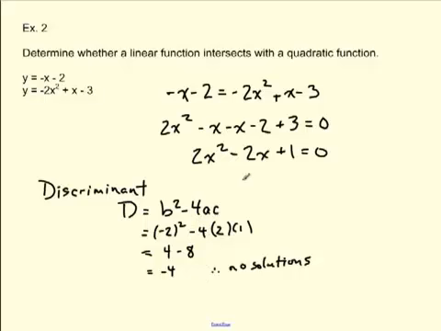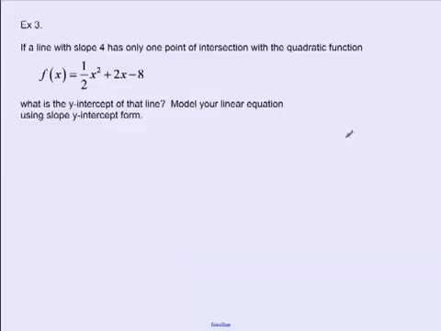But your first step needs to be to set the two equations equal to each other and move everything over to the left-hand side. Then you can use the discriminant to determine how many, or if, the two things even intersect. Okay, let's look at one more example. Here's the last example we're going to look at.